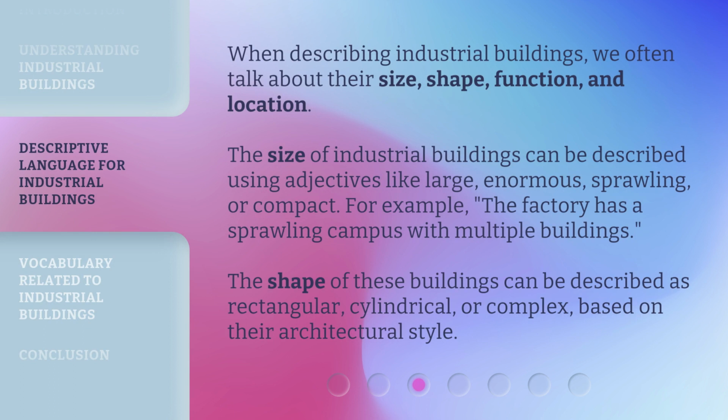When describing industrial buildings, we often talk about their size, shape, function, and location. The size of industrial buildings can be described using adjectives like large, enormous, sprawling, or compact. For example, the factory has a sprawling campus with multiple buildings. The shape of these buildings can be described as rectangular, cylindrical, or complex, based on their architectural style.